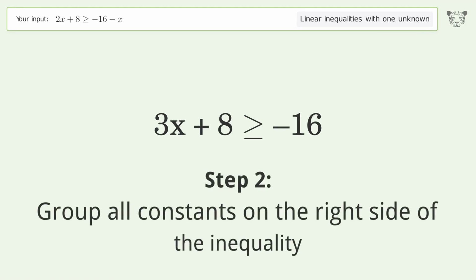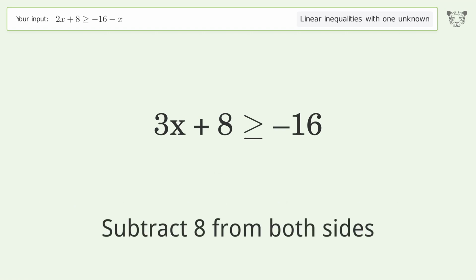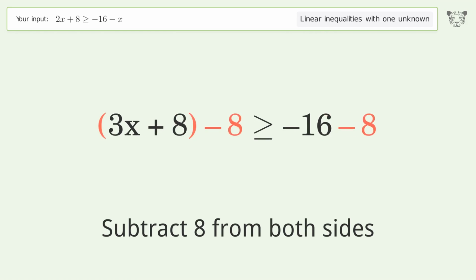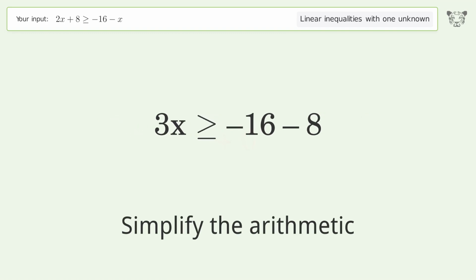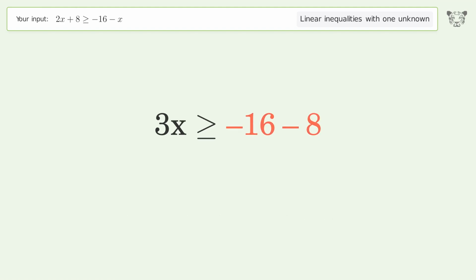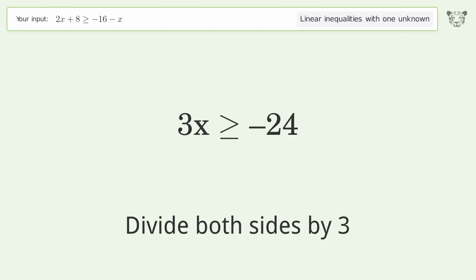Group all constants on the right side of the inequality. Subtract 8 from both sides. Simplify the arithmetic. Isolate the x. Divide both sides by 3.